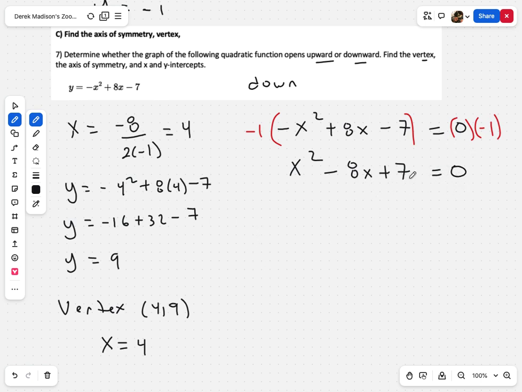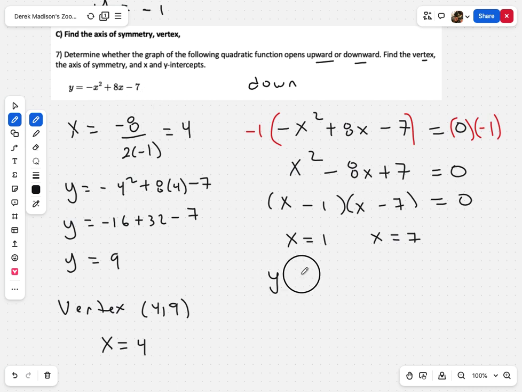And then are there two numbers that multiply to be positive 7 and add to be -8? There are. So that means we can just factor it. It sounds like a -1 and a -7 would multiply to be positive 7, add to be -8. So x equals 1 or x equals 7. So that would be our x-intercepts. And then our y-intercept is right there at -7.